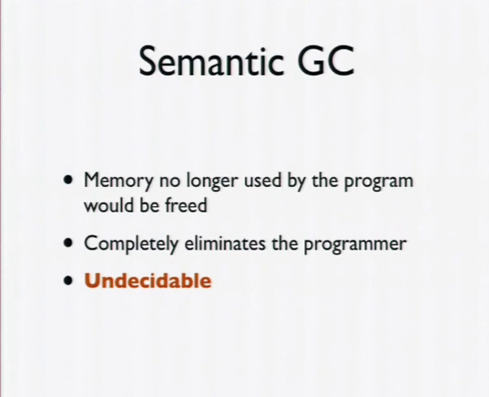So semantic garbage collection would be great, and it would be magic, because any memory that you've used that would no longer be used by the program would automatically be freed by a semantic garbage collector. It would completely eliminate you from the process to let you worry about the problems that you're working on as opposed to actually managing the memory. But it's undecidable, meaning that you can't compute it. It's like the halting problem. And there's actually a theorem, I can't remember what it is exactly, but it has to do with any non-trivial questions about a program itself tending to be undecidable, and this falls into this category.